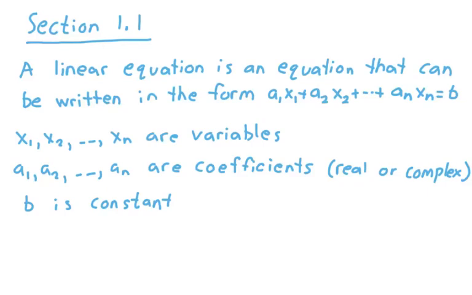This is a video from section 1.1 in a linear algebra class. A linear equation is an equation that can be written in the form a sub 1 x sub 1 plus a sub 2 x sub 2 plus all the way through until a sub n x sub n equals b. x sub 1, x sub 2 through x sub n are variables. a sub 1, a sub 2 through a sub n are coefficients, either real or complex. And then b is a constant.